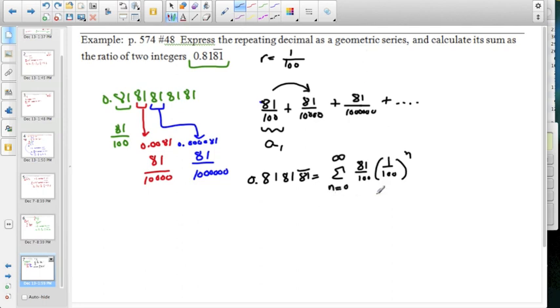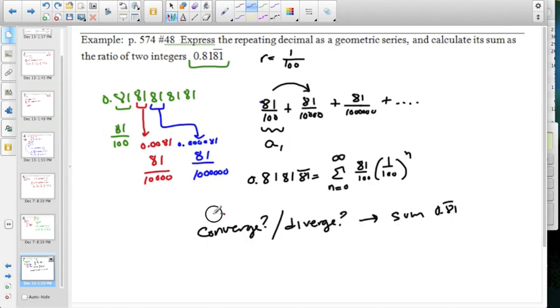Now we can say, does this converge or diverge? If we start talking about that kind of stuff, do we need to run tests? And the answer is no. We already know the sum. The sum is 0.81 repeating. So if we already know the sum, it's got to converge, because we already have the sum. And in fact, we could confirm that because our common ratio is trapped between -1 and 1.